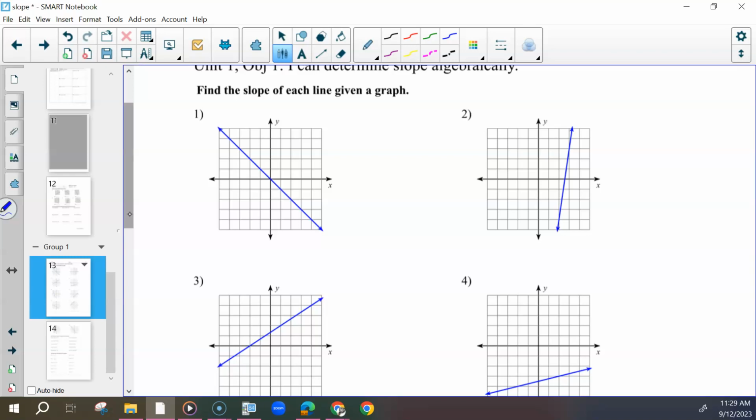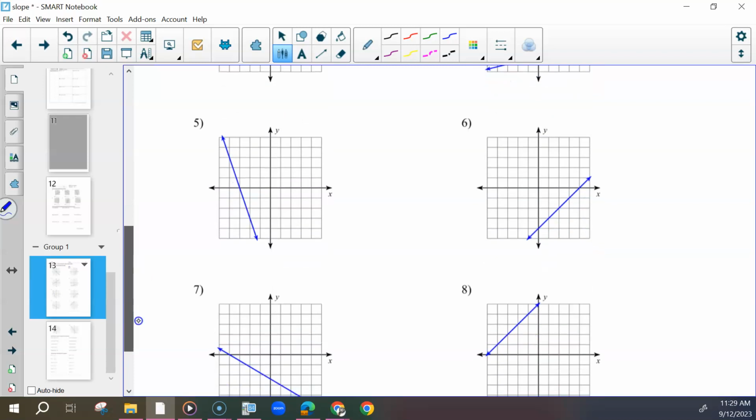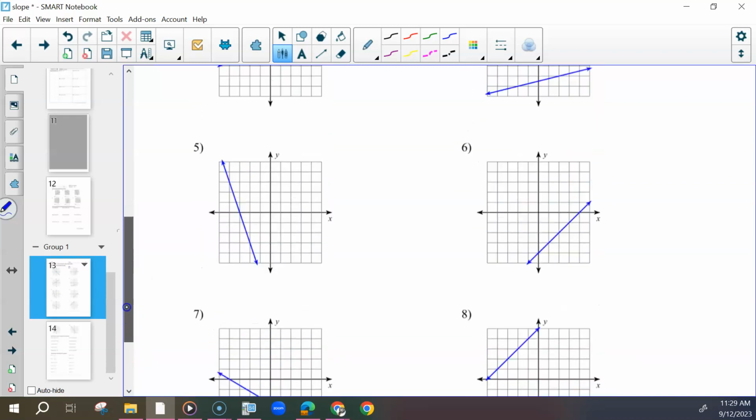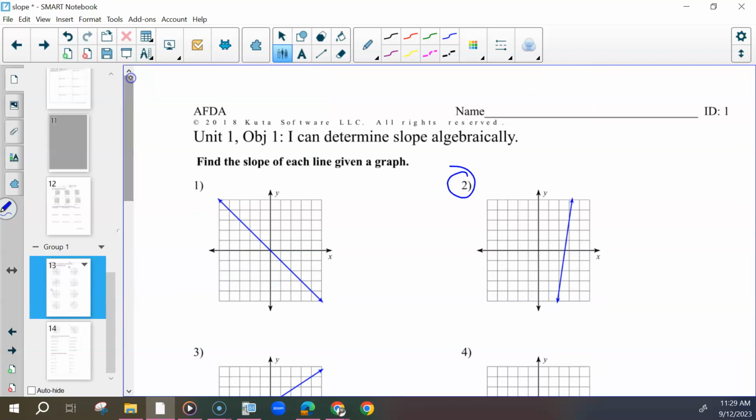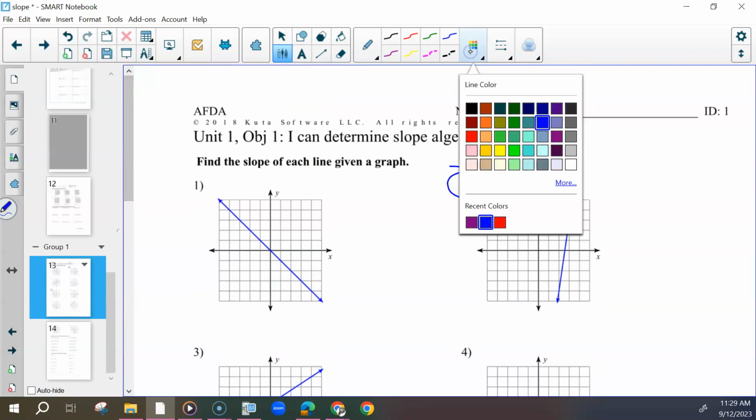Any you want to do together? I'll let you choose before I pick some. 2. 2, okay. 5 together, and then I'll choose a couple for you to do.